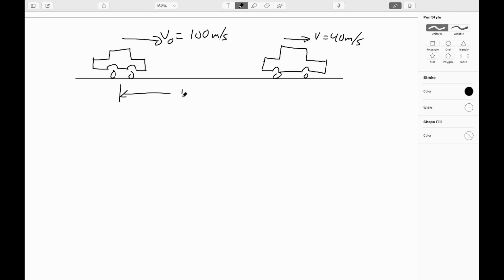All right, so if this distance here is 100 meters, once again, I am free to decree that x naught is equal to 0 just to make my life easier, which makes that final position 100 meters. And I want to know what is the acceleration.